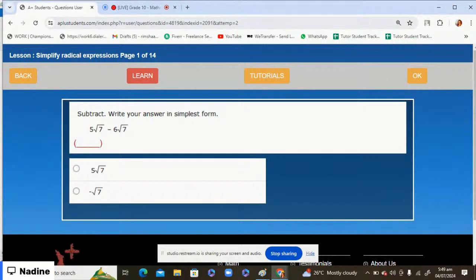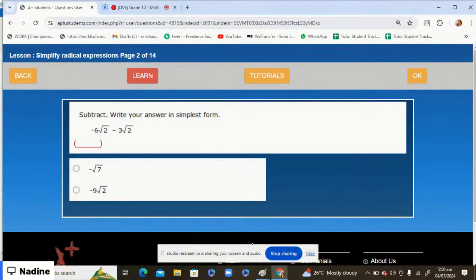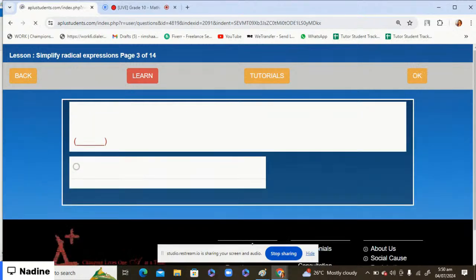Write in the simplest form: 5 times square root 7 minus 6 times square root 7. So how can we write it down? 5 minus 6 is minus 1, so this is minus 1 square root 7. Next, minus 6 square root 2 minus 3 square root 2. As we know, minus 6 and minus 3 are both negative, so when you add them, this becomes minus 9 square root 2. This is the answer.